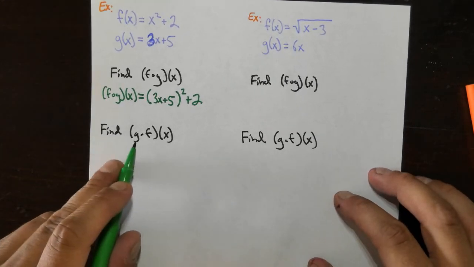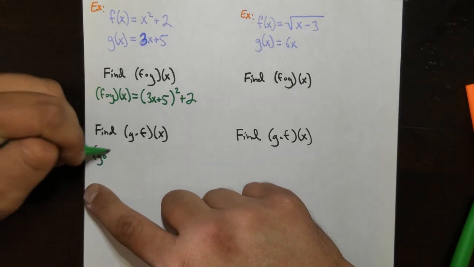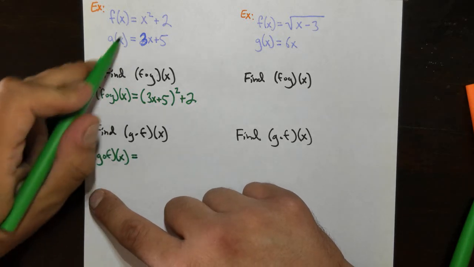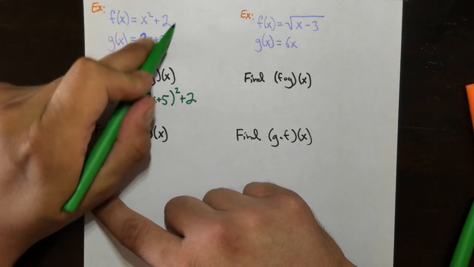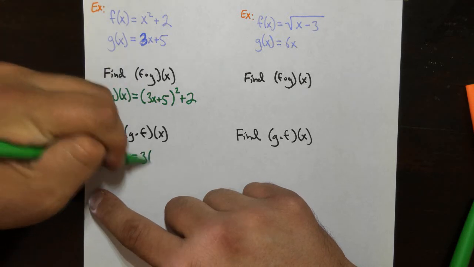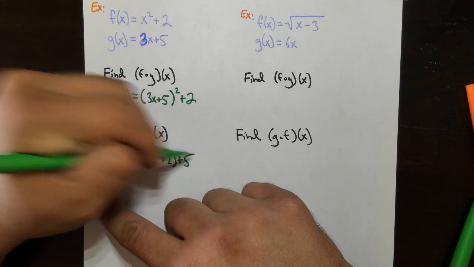For g of f of x, we're going the other way. So we're putting f inside of g here. I'm going to put the x squared plus 2 in for the x here. So this is going to read as 3 times x squared plus 2, plus 5.